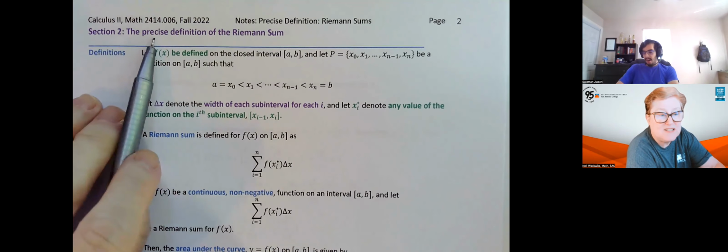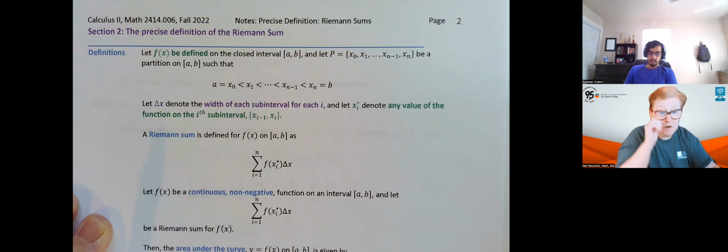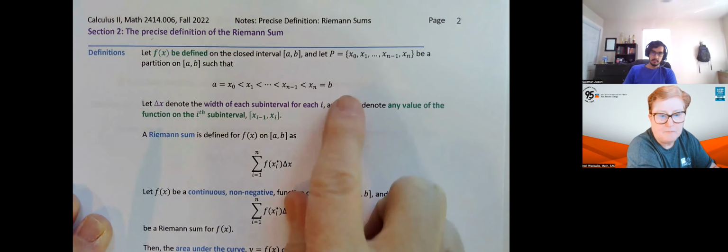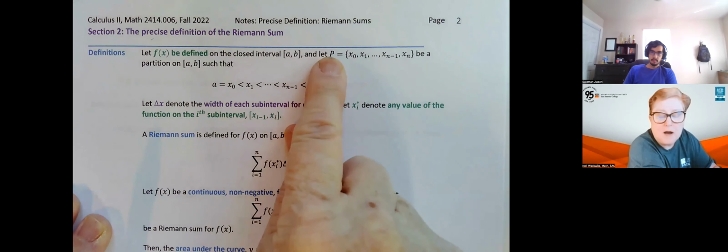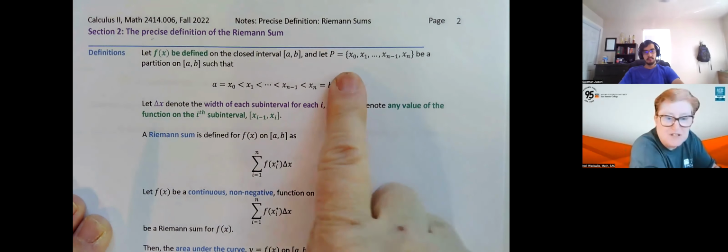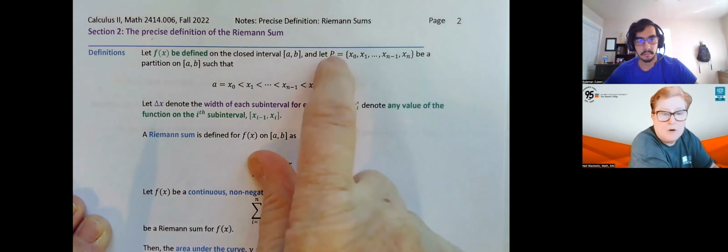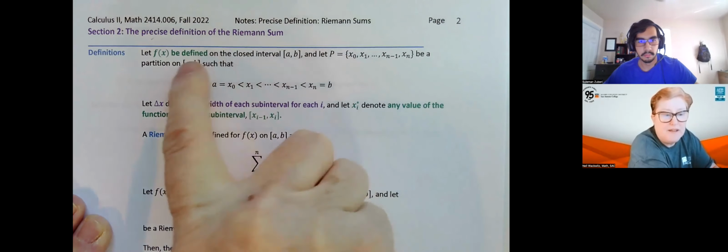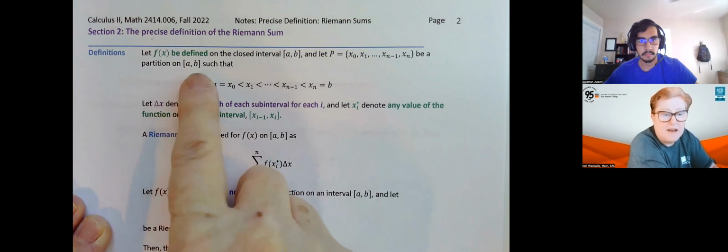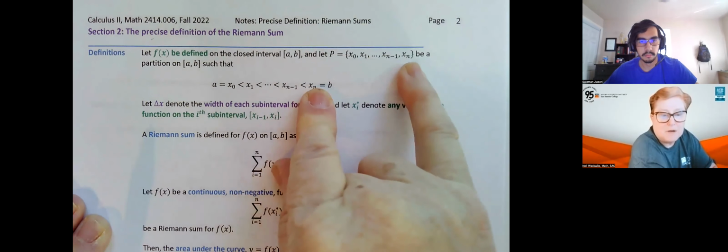We're going to have a precise definition of the Riemann sum. These are all the parts that we've sort of been flaky about. We have to have a partition, and that's just how many rectangles we're going to have. And you can see the partition numbers go up to n. And this is the partition of the interval from A to B, so that A must be the very first number and B must be the very last number.